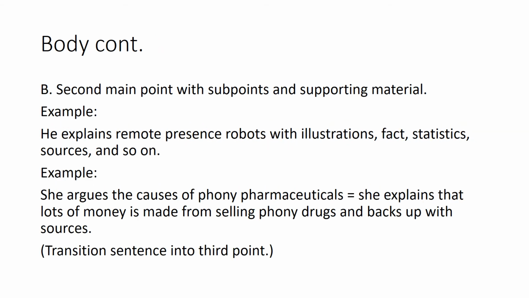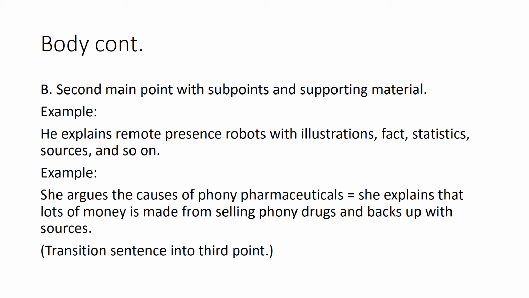Now the second main point, you do the same thing as your first main point. You talk about your second main point. You support it with subpoints and examples, facts, illustrations, and so on. He explains remote presence robots, and then in the phony pharmaceuticals, she explains that lots of money is made from selling phony drugs, and she backs it up with sources. She's arguing that this is what's causing it. It's a money-making enterprise, and it's not well regulated.